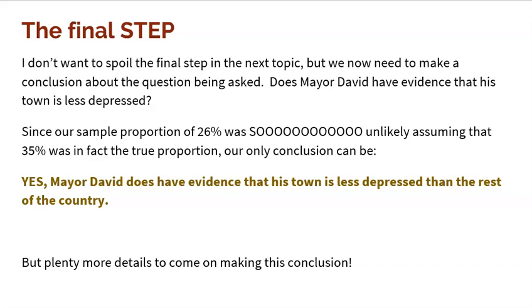Since our sample of 26% was so unlikely, assuming that 35% was true, the only conclusion that could be made is that, yes, Mayor David does have evidence that his town is less depressed than the rest of the country, right? Plenty more details to come in terms of the conclusion, but essentially that's it. Something unbelievably unlikely did happen. The only conclusion could be that David's right. We'll talk a lot more about that conclusion in the next video.